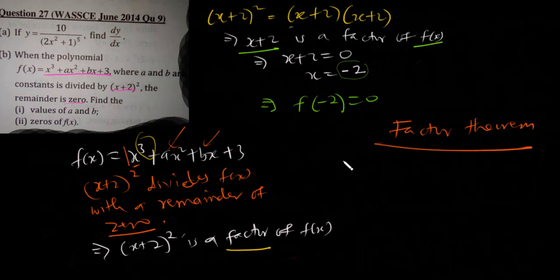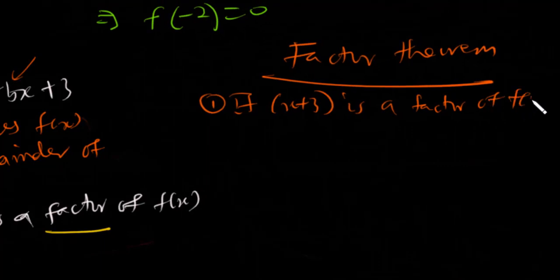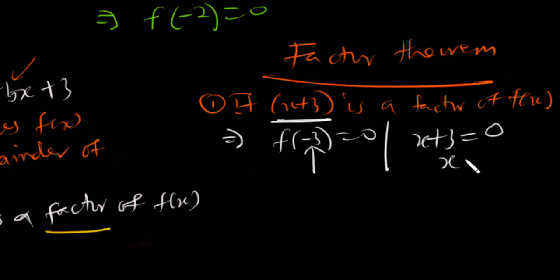So let me give some examples. Example, if x plus 3 is a factor of a certain function, let's call the function f of x, then this means that f of negative 3 is 0. So how did we get f of negative 3? You take the factor, that is x plus 3, and equate it to 0. You find the value of x, so that will be negative 3, because if you send the 3 to the right hand side, you have negative 3. So that means if you put that value of x into the function, you get 0.